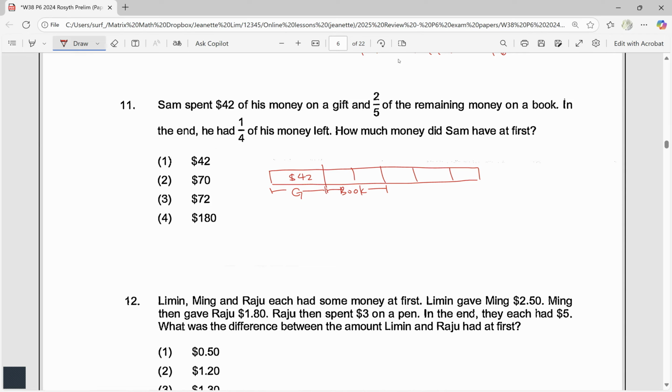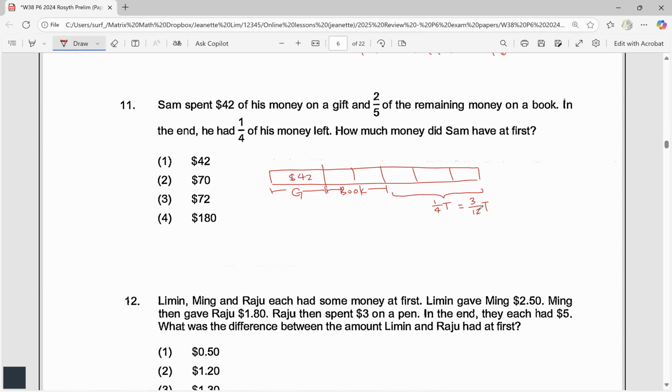In the end, he had 1/4 of his money left. So the amount of money here is actually 1/4 of the total. Now, 1/4 of the total means 1 unit out of 4, right? So the amount left is actually 1 unit according to the fraction. But if you look at the model, the amount left is 3 units. So I need to make it the same. What I'll do is the amount left, I will change it to 3 units instead of 1 unit. So I times 3. I change it to 3 over 12 T. T stands for total. So from the fraction, I can say that 3 units is left. From the model, I can also say that 3 units is left.